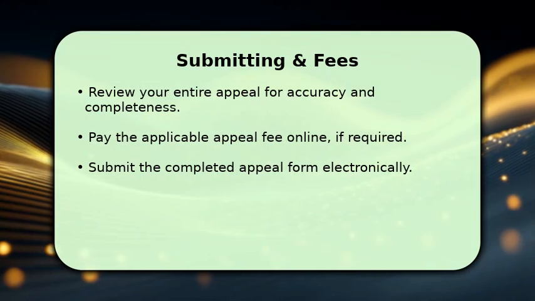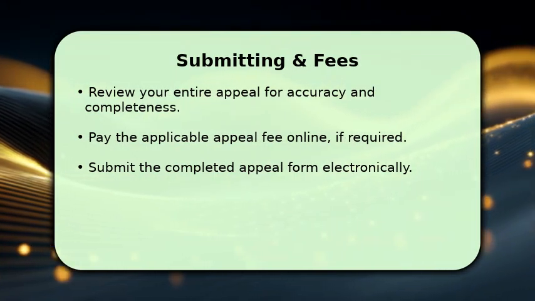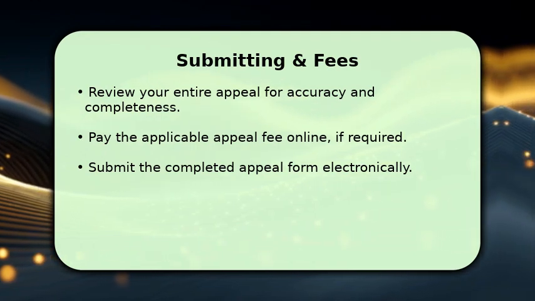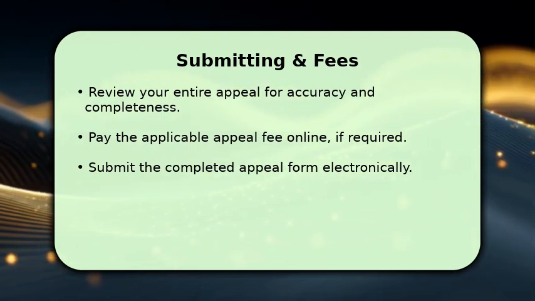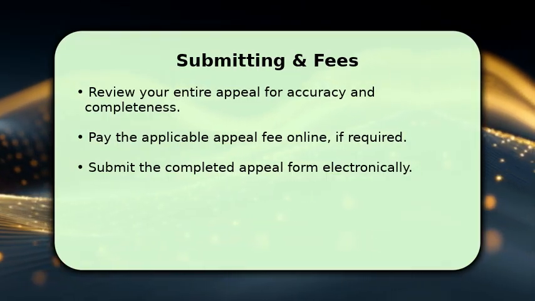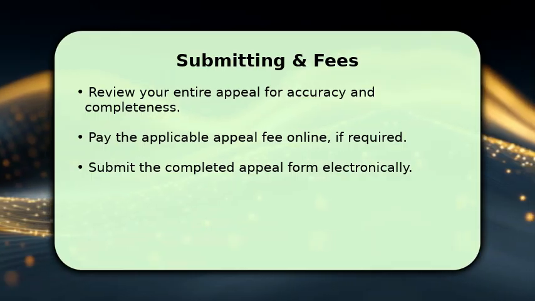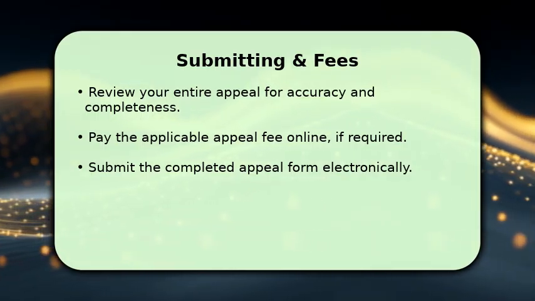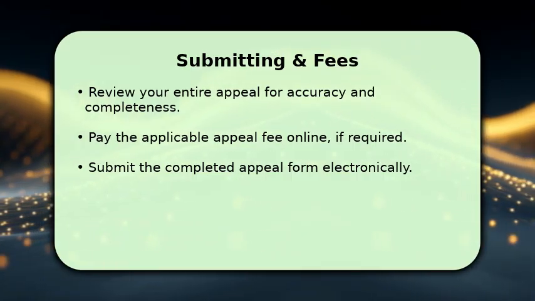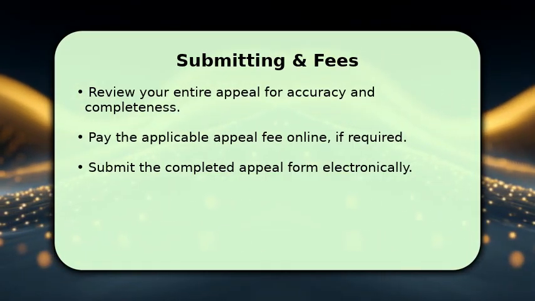Before final submission, carefully review your entire appeal to ensure all details are accurate and complete. If an appeal fee is applicable, you will be prompted to pay it online through the portal. Once reviewed and any fees paid, proceed to submit the completed appeal form electronically. Upon successful submission, you will receive an acknowledgement number, which is essential for tracking the status of your appeal later.